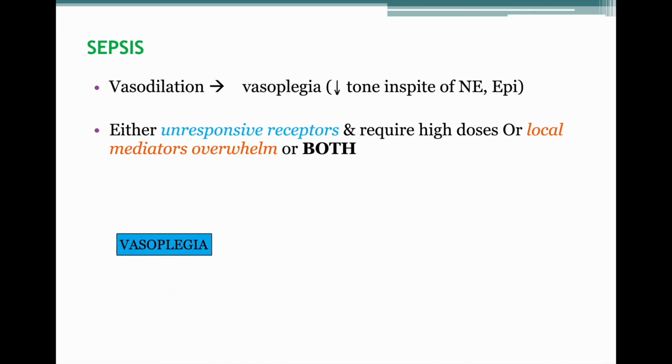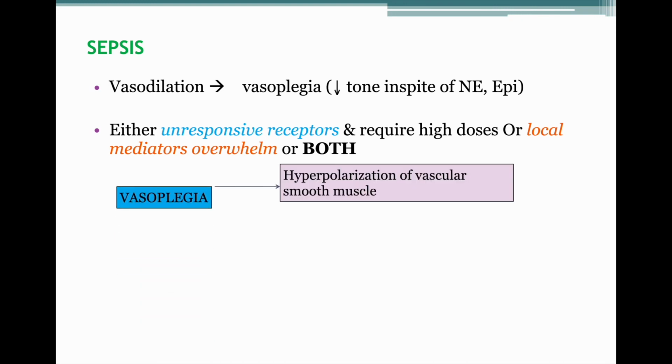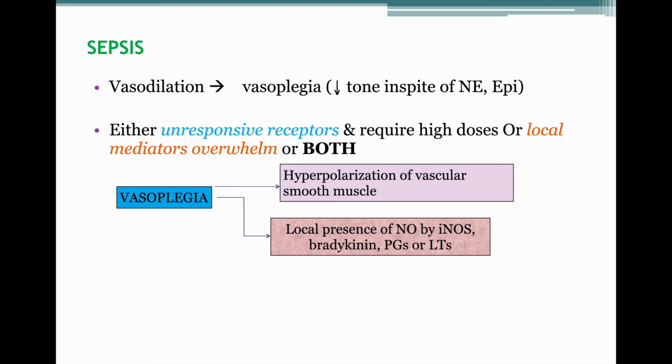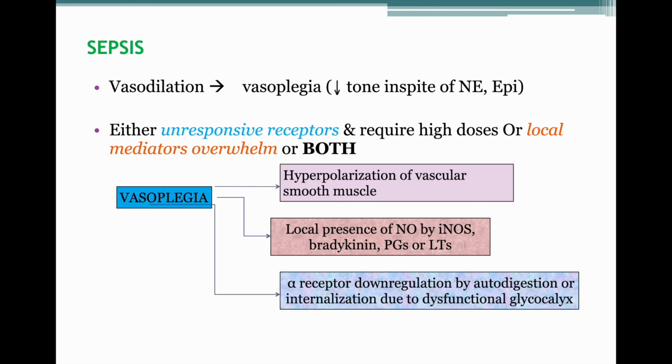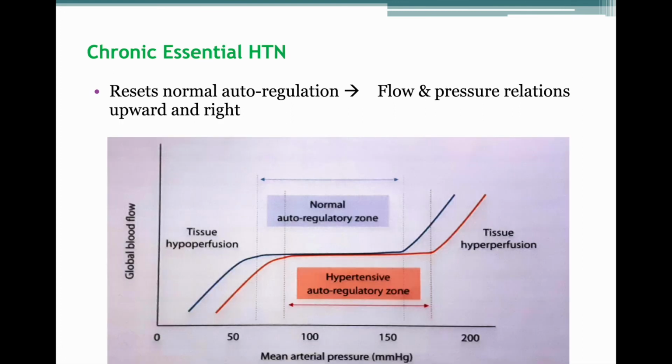Once there is vasoplegia, there is hyperpolarization of vascular smooth muscle, local presence of nitric oxide by inducible NOS, or bradykinin, PGs or LTs, which can also cause it, or alpha receptor downregulation by autodigestion or internalization due to dysfunctional glycocalyx. So these are the causes of vasoplegia that can be seen in sepsis or septic shock.